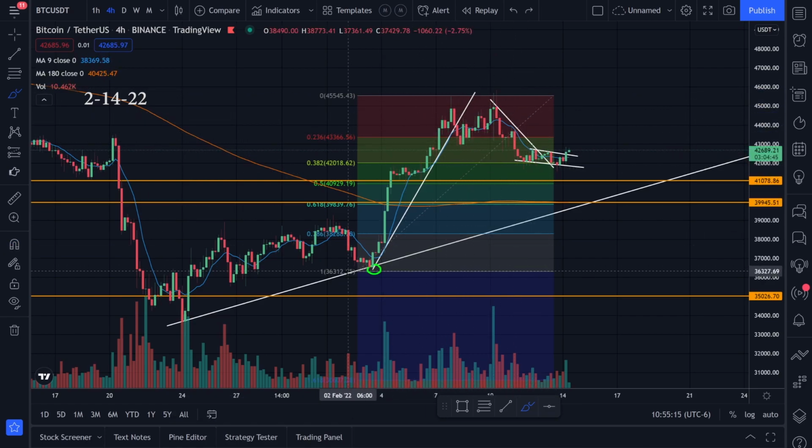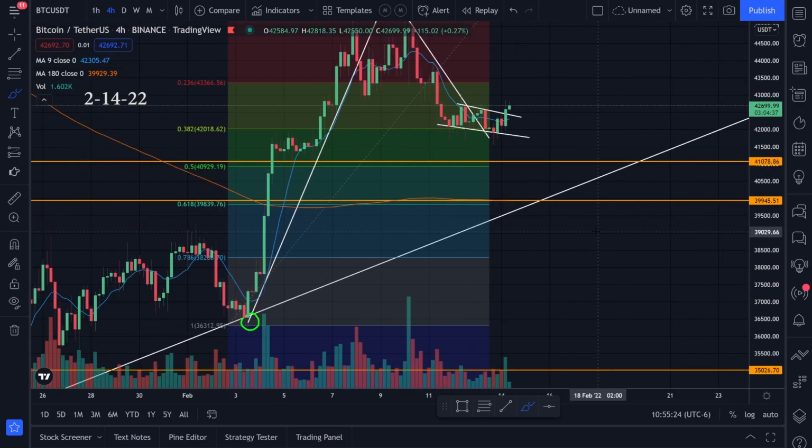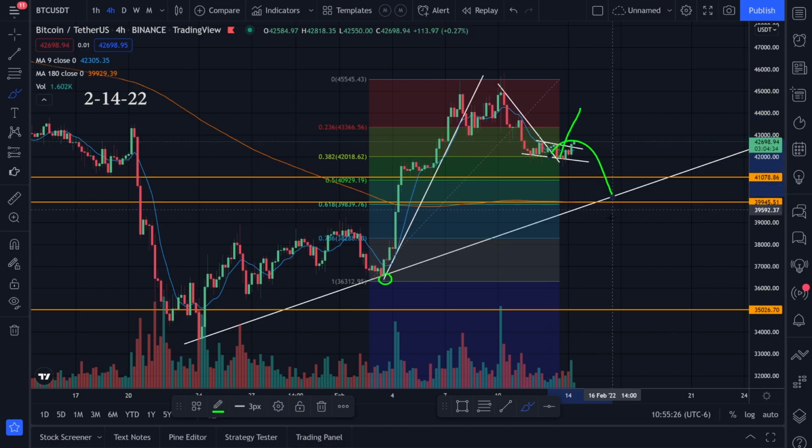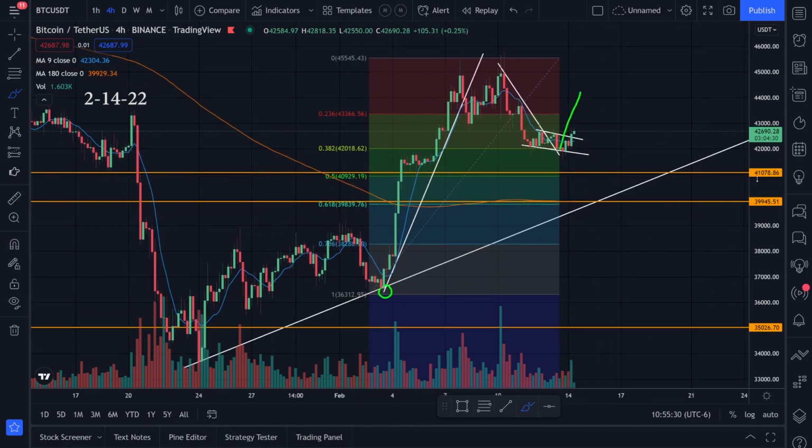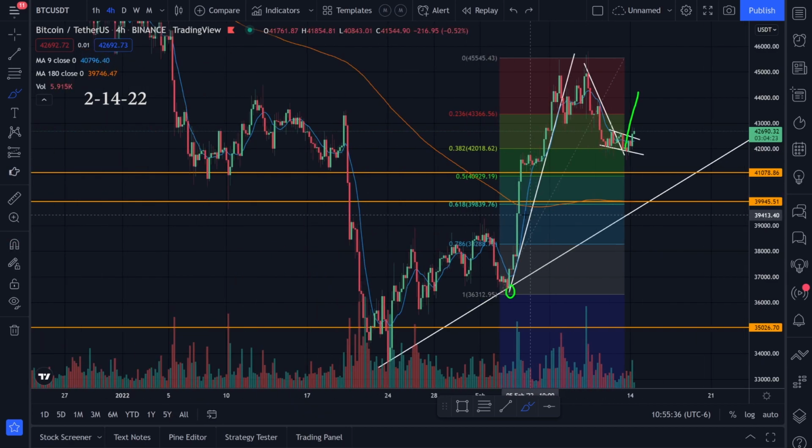I was cost averaging on the way up, and then once we broke, I started taking my money out of this and putting limit orders back in these areas. So what I'm thinking now is I'm not sure if we're going to go up or down. I just have my limit orders set at these Fibonacci retracement levels, and these are sitting at 41,078 and 39,945. These are also the previous support levels right here.